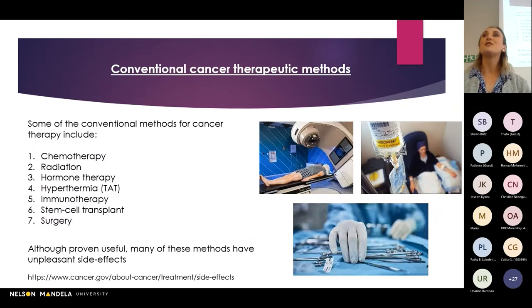Some of the conventional treatments for cancer obviously include chemotherapy, radiation, hormone therapy, hyperthermia, which is also known as thermal ablation therapy, immunotherapy, stem cell transplant, and surgery. Now, although these methods have proven to be effective and useful in certain cases, they often have very undesirable and unwanted side effects, including weight loss, bleeding, bruising, and a drastic decrease in the quality of life for people that are afflicted by this disease.